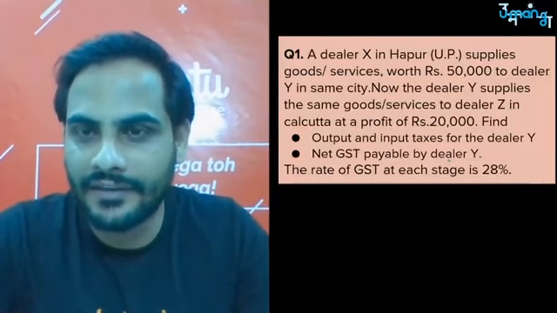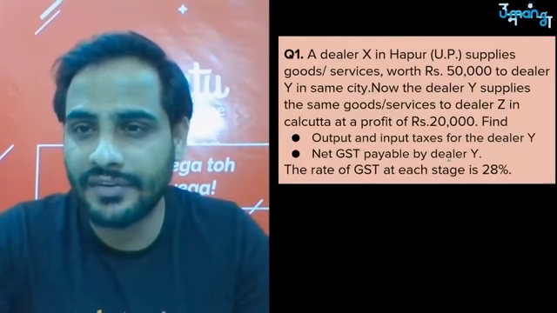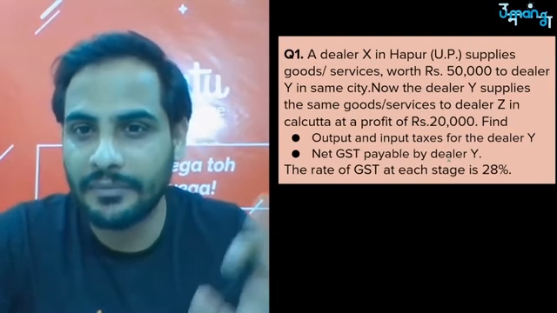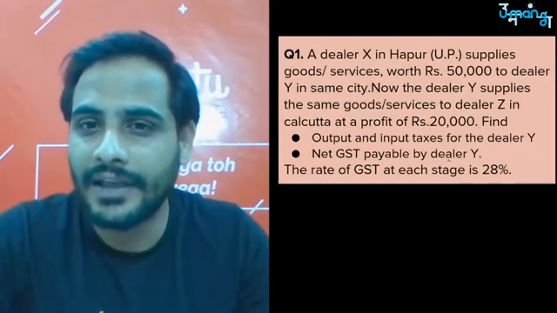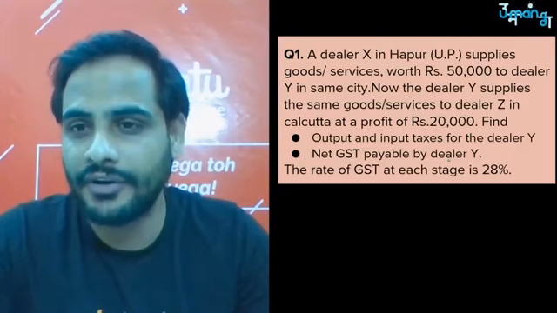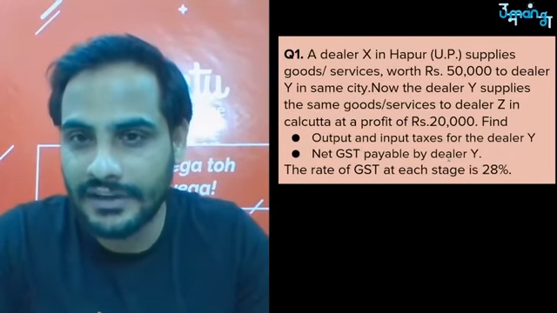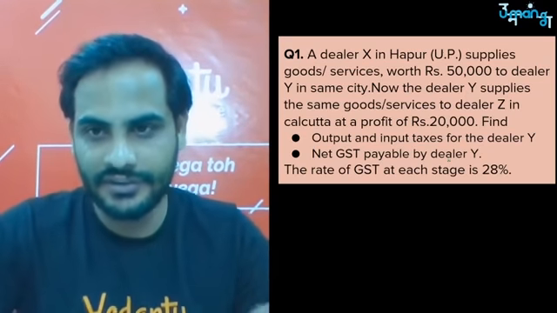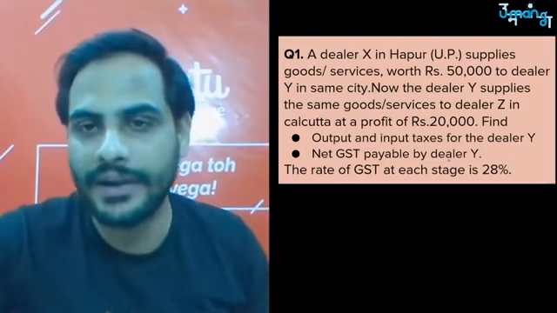A dealer X in Hapur, that is UP, supplies goods and services worth rupees 50,000 to dealer Y in the same city. Now dealer Y supplies the same goods and services to dealer Z in Kolkata at a profit of rupees 20,000. Find the output and input taxes of dealer Y, and the net GST payable by dealer Y. The rate of GST at each stage is 28 percentage.